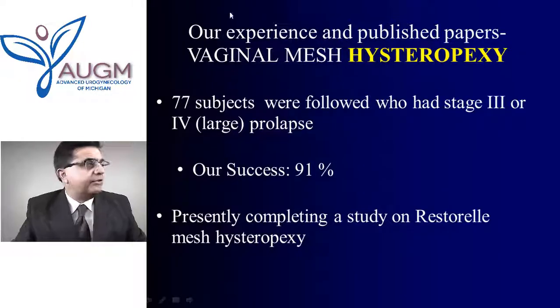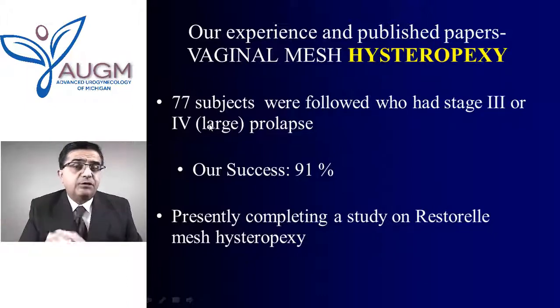So what is the evidence? We did a study of 77 subjects with a stage 3 or 4 prolapse. Remember, with native tissue repair, 75% failed. Our success was 91%, so only 9% failure. We are presently completing another study with the Restorel mesh and the hysterectomy. So in our practice, we have given up on doing hysterectomies. We say, hey, you came with the uterus, you keep your uterus. I do not want a uterus, nor do you want to lose your uterus. Just hang on to it and hang in there.